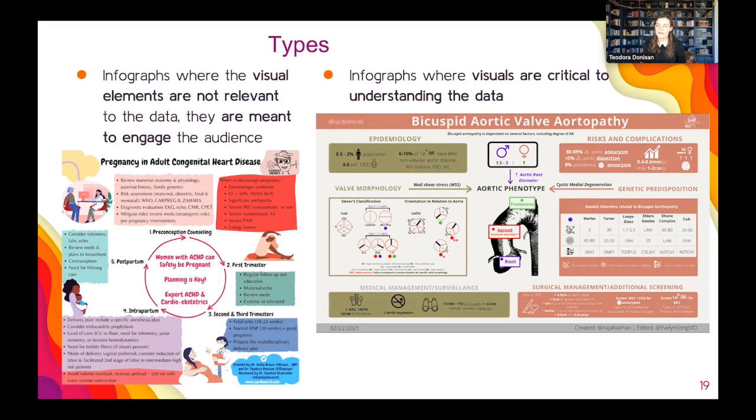There are two types of infographics. Those where the visual elements are not relevant to the data. They're meant to engage the audience, as we can see in this left infograph. And infographics or visuals are critical to understanding the data. We can see this illustrated in the infographic on the right. Reviewing the illustrations about the aortic root and the various valve morphologies here is essential.